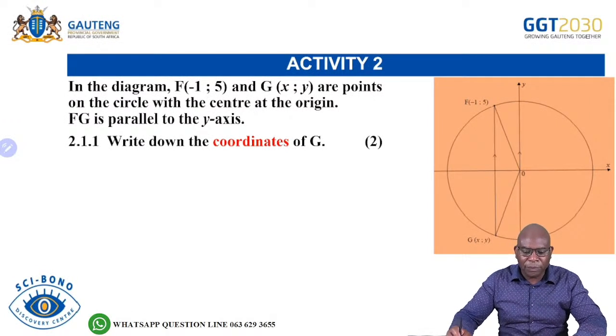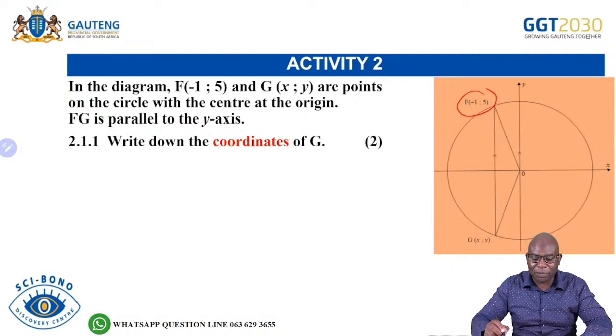Okay, thank you. Now, in this one, it says, in the diagram, the F point is given, -1 and 5. G is given, but it's X and Y. And the second center is the origin, meaning that the coordinates of this will be 0 and 0. Right? FG is parallel to, that information is also very, very important. FG is parallel to the y-axis.